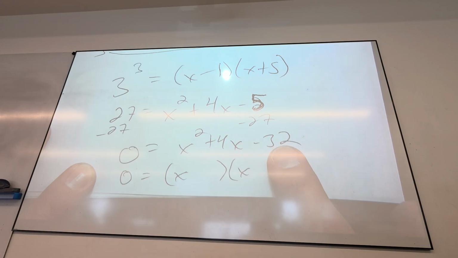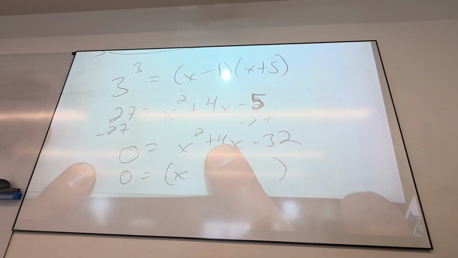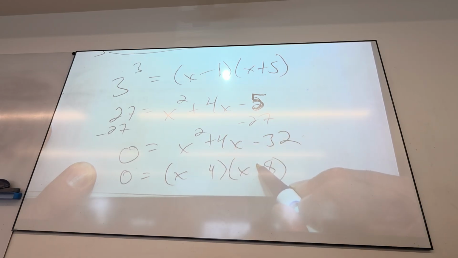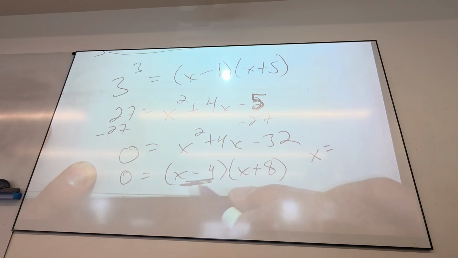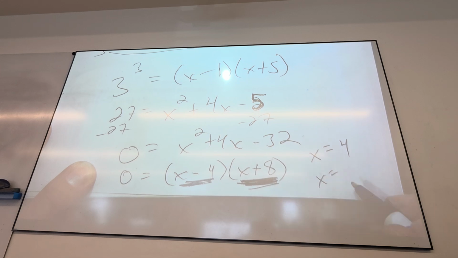Two numbers that multiply to negative 32, add to be 4. What are those? What are those? 4 and 8. And of course the bigger one has to be positive. So what do I get? I get x equals 4. X equals, nope, negative 8.